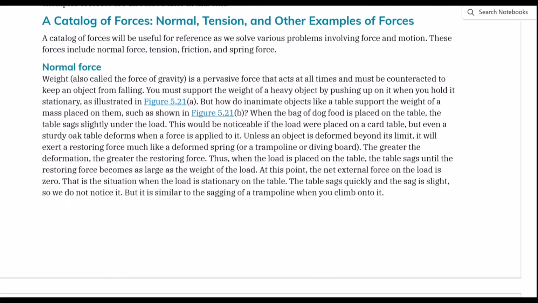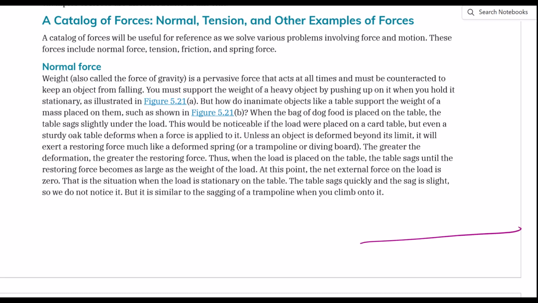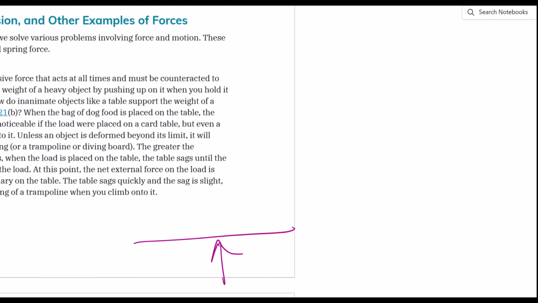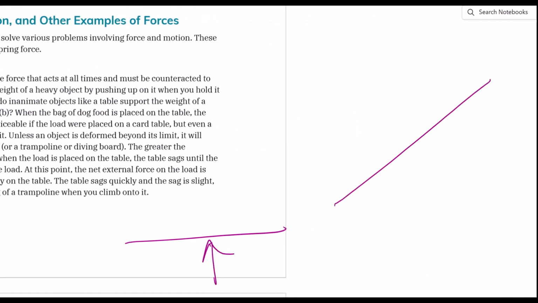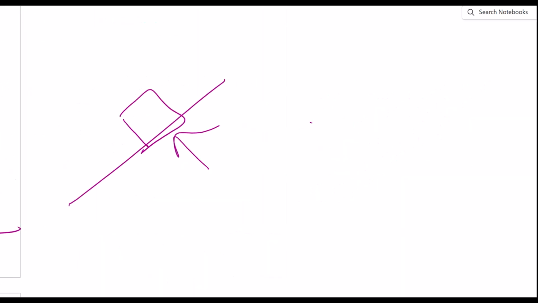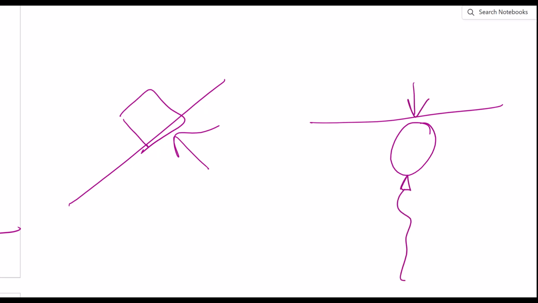Okay, normal force is the idea that if you're touching something, it won't let you go through it. So if I'm sitting on the floor, I can't go through the floor. If I'm sitting on a ramp, I can't go through the ramp. If I am a helium balloon, I can't go through the ceiling. This is the normal force preventing the helium balloon from going through the ceiling. Makes sense? Normal force is always normal to the surface.